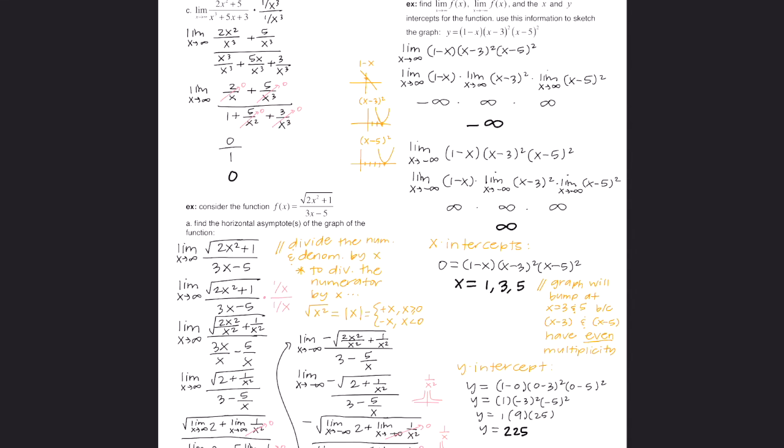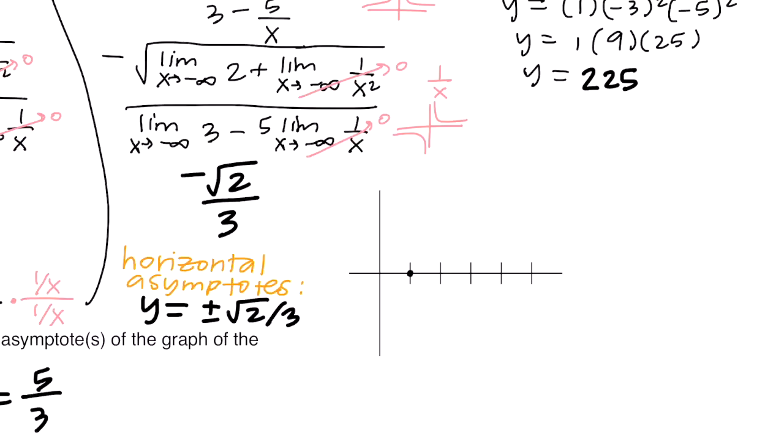Okay, to recap, as x goes to the right, the graph is going to go down. As x goes to the left, the graph will go up. Your x-intercepts are 1, 3, and 5 with a bump at 3 and 5. Your y-intercept is a height of positive 225. And now let's go ahead and draw a rough sketch of this curve. So our intercepts are at 1, 3, and 5. To the right, the graph is going down. We have bumps at 3 and 5. So the graph is going to bump here, turn, bump again, turn, and then the graph is going to cross through and then keep going, and it hits the y-axis at a height of 225.